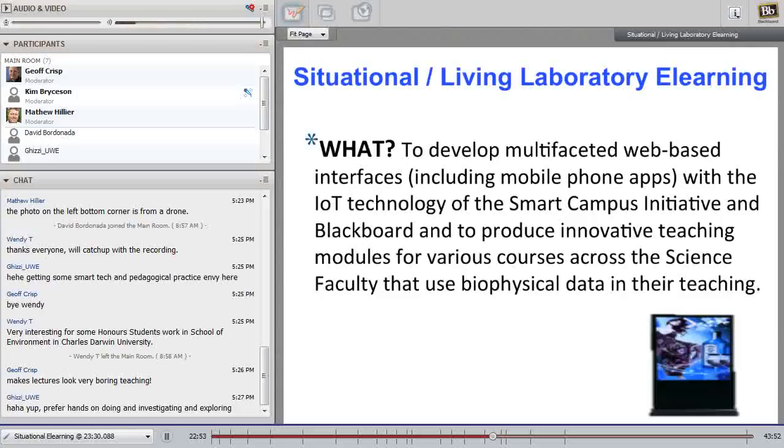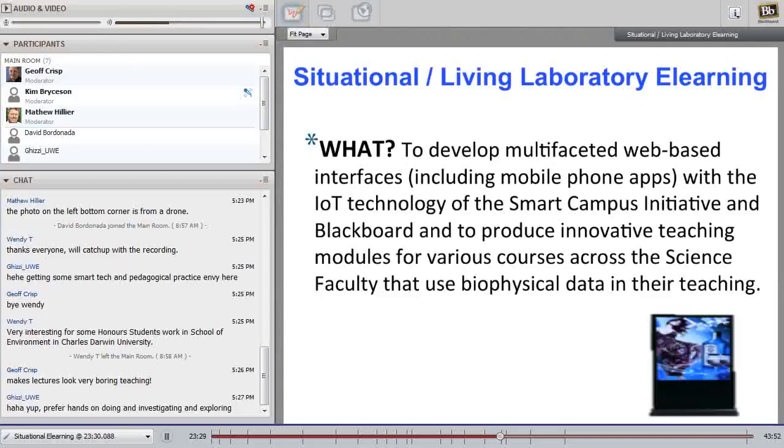So that's the IoT system, but what we're doing now, the situational living laboratory e-learning component, which I guess is what you're possibly interested in here, is to develop a multifaceted web-based interface, or many of them actually, including mobile phone apps, with the IoT technology of a small campus, and link that into the learning management system Blackboard to produce innovative teaching modules for a number of courses across the science faculty that use biophysical data in their teaching. And you'll see, if we just move on, we'll see how many courses there are.